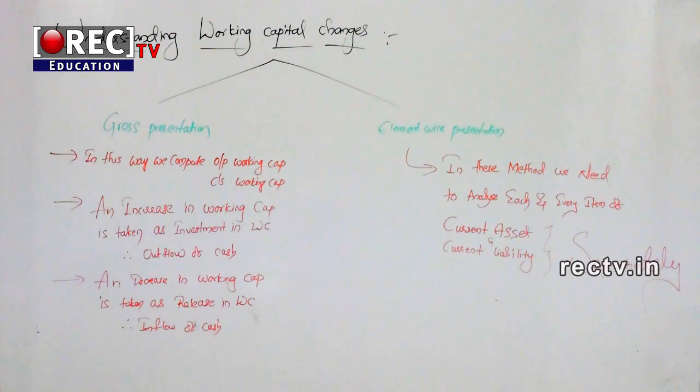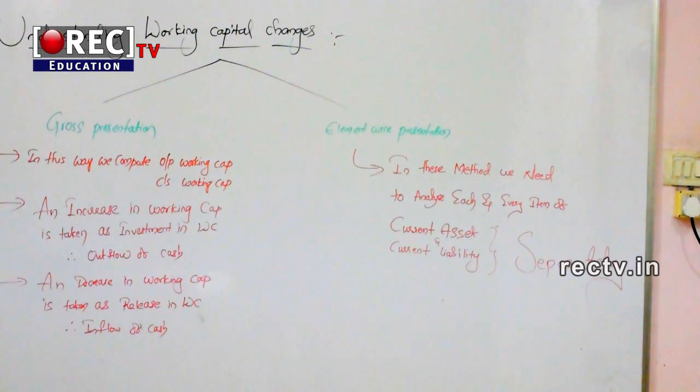And likewise, a decrease in working capital is taken as a release of working capital, that is an inflow of cash, like debtors. While going through the element-wise presentation, in this method we need to analyze each and every item of current assets and current liabilities. In this way, when there is an increase in current assets, there is an outflow, so it refers to the working capital changes. Likewise, when there is a decrease in current assets, that is an inflow to the entity. And when there is an increase in current liabilities, there is also an inflow, because our current liability is going to increase, which means there is an inflow of cash.